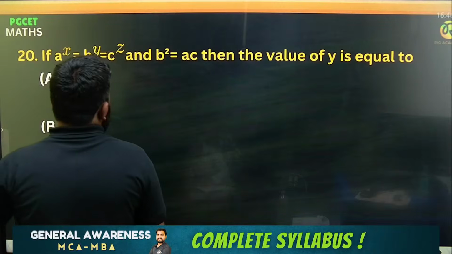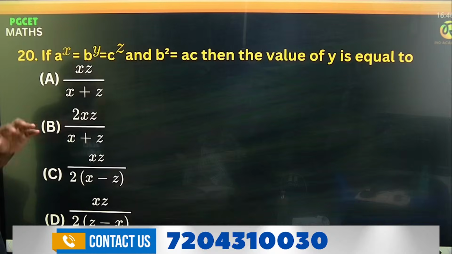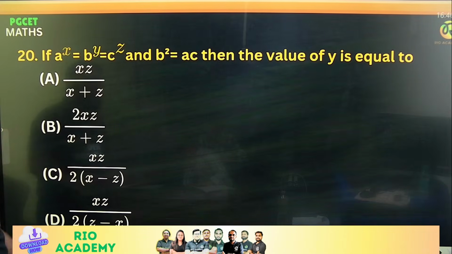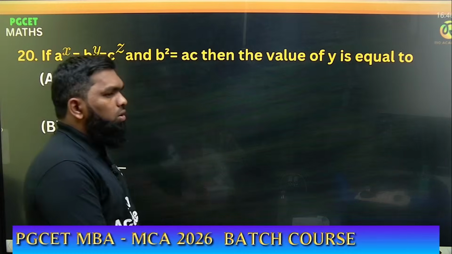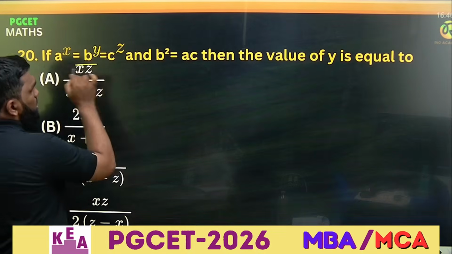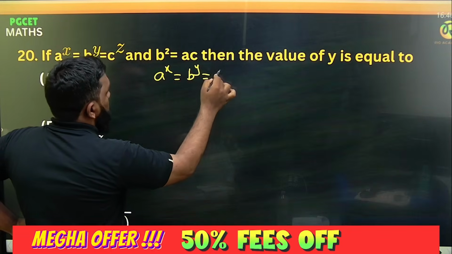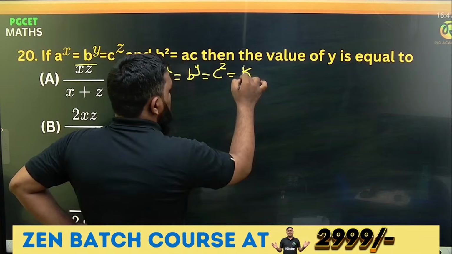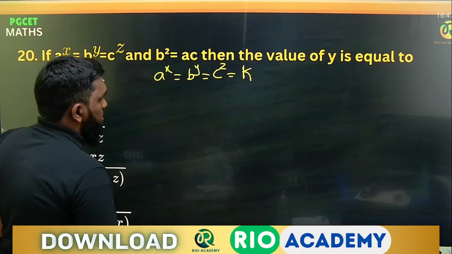See here. The next one: A raised to X is equals to B raised to Y equal to C raised to Z, and B square is equals to AC. Then the value of Y equals to. Since this is already given, we take A raised to X is equals to B raised to Y is equals to C raised to Z equal to K. We can take K.